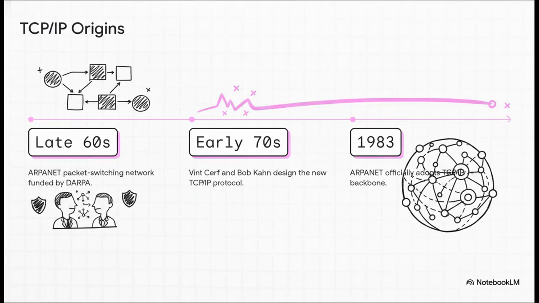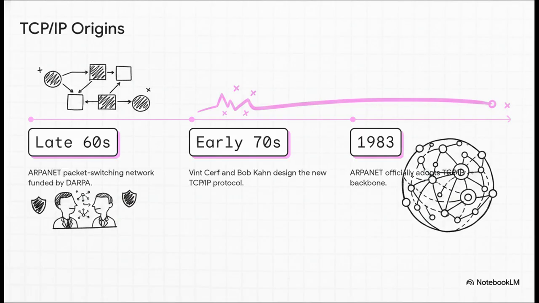So where did this all come from anyway? Let's take a quick step back to see the macro-level problem early computer scientists were desperately trying to solve. Back in the late 1960s, the Defense Advanced Research Projects Agency, or DARPA, funded ARPANET. This was literally the world's first operational packet switching network. But they ran into a major problem. Their initial communication protocol, which was called the Network Control Program, or NCP, just wasn't scalable or robust enough. They needed a communication method that could actually survive severe network disruptions or node failures.